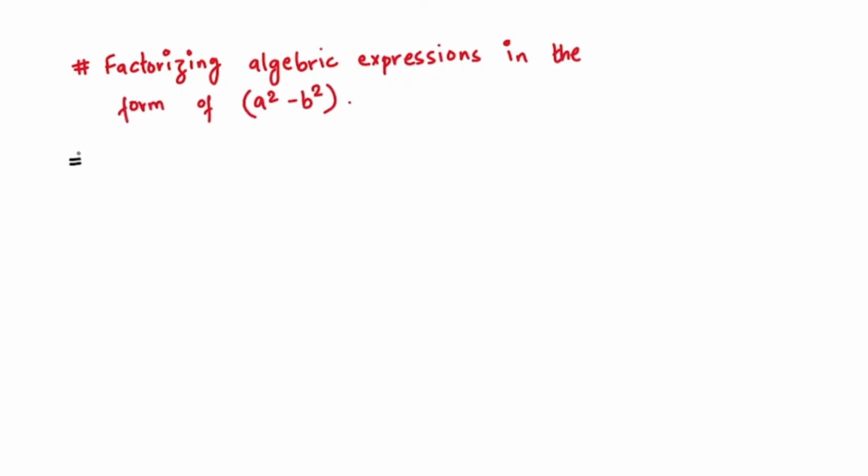In this video, we are going to be talking about factorizing algebraic expressions which are in the form of a square minus b square. Before starting, we need to know the formula of a square minus b square, right? And the formula of a square minus b square is (a plus b)(a minus b).